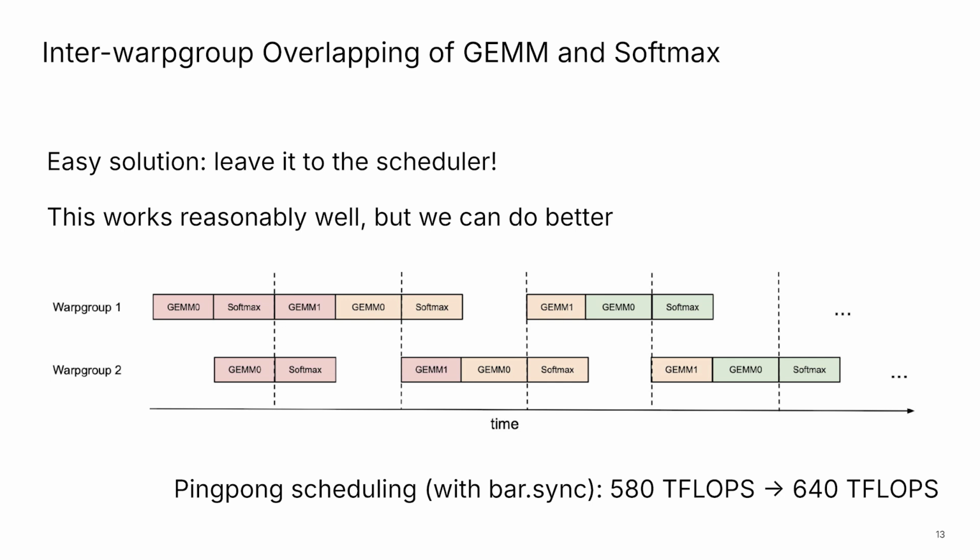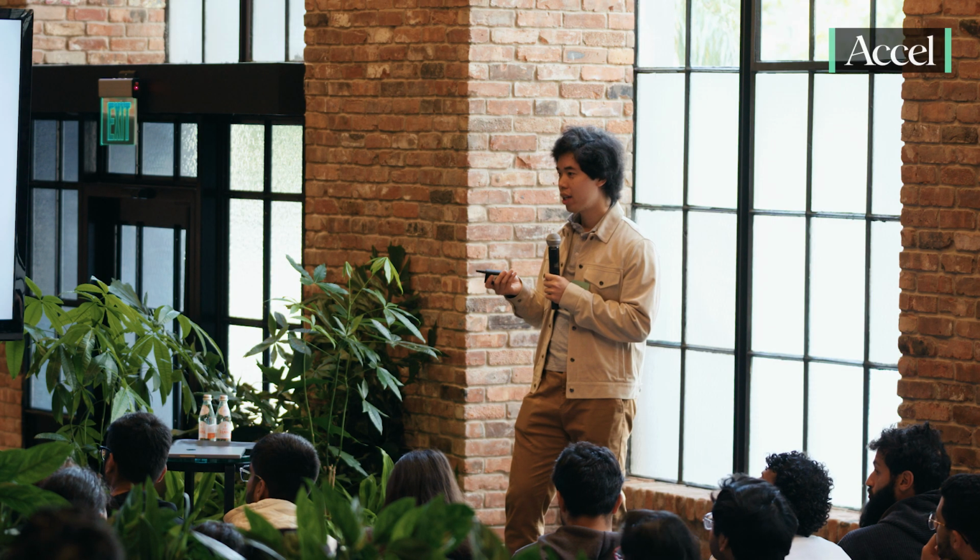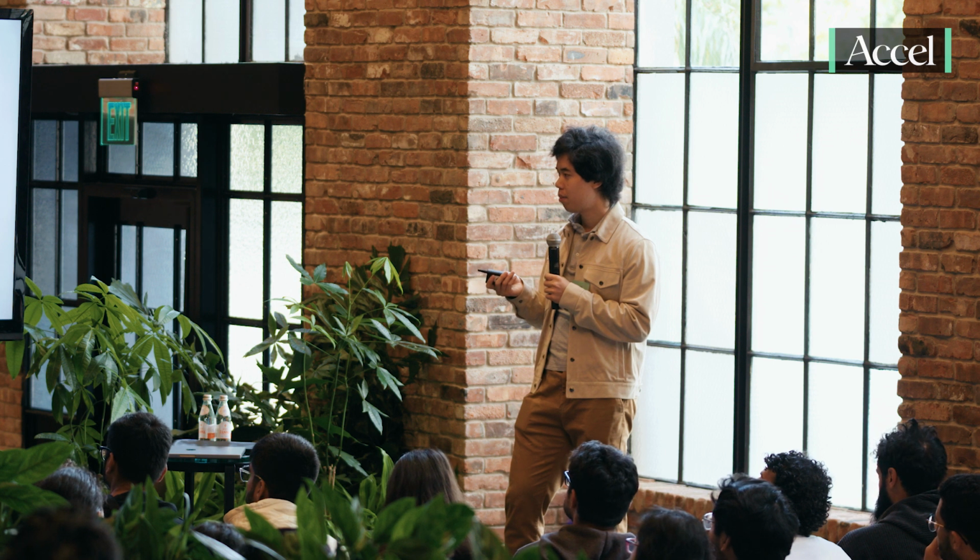And you can schedule it in such a way that there's quite a bit of overlapping between the 2 warp groups. The way you get there is using techniques like warp specialization and ping-pong scheduling. So you need to add some synchronization points to force the warp scheduler to schedule it in such a way. And this gives you quite a bit of a boost, going from about 580 teraflops to 640 teraflops. Okay, so that's one way you can overlap.